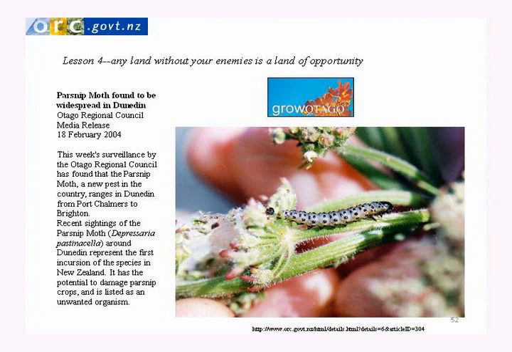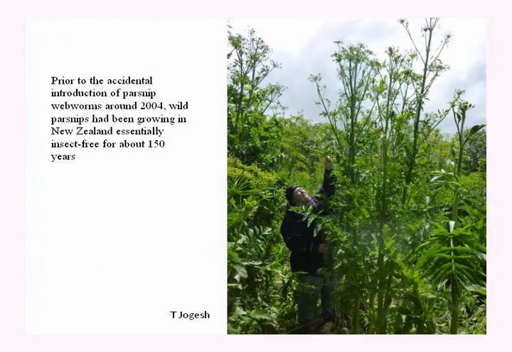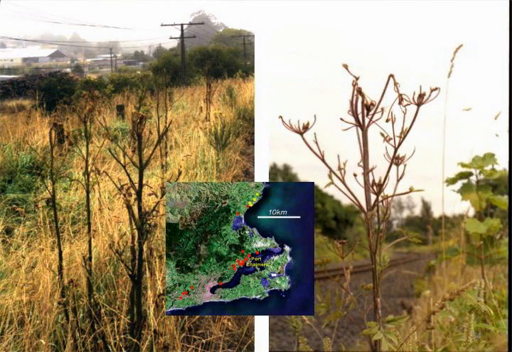That's what happened when parsnips came here, and we see it happening again in New Zealand. In 2004, parsnip webworms were reported for the first time in New Zealand. Again, they're European. Parsnips have been growing in New Zealand for about 150 years. So we started a collaborative project with Margaret Stanley. See how well they do in New Zealand? They're enormous. This is a wild parsnip. So prior to the accidental introduction of the webworms, parsnips had been growing wild and free and unencumbered by enemies for about 150 years. Not so anymore.